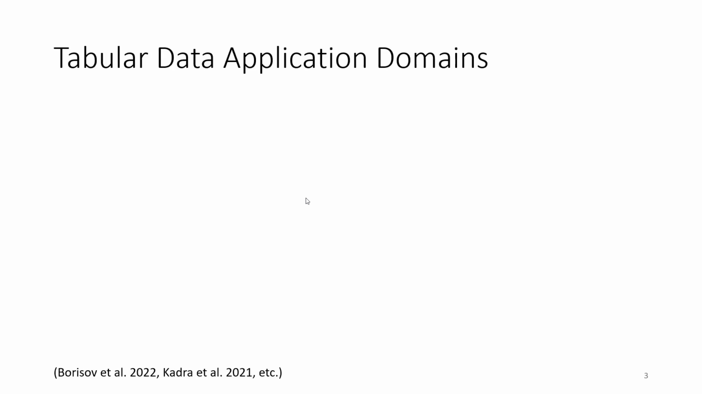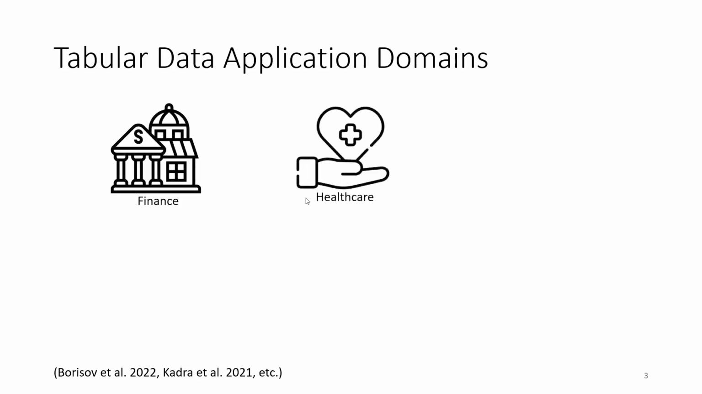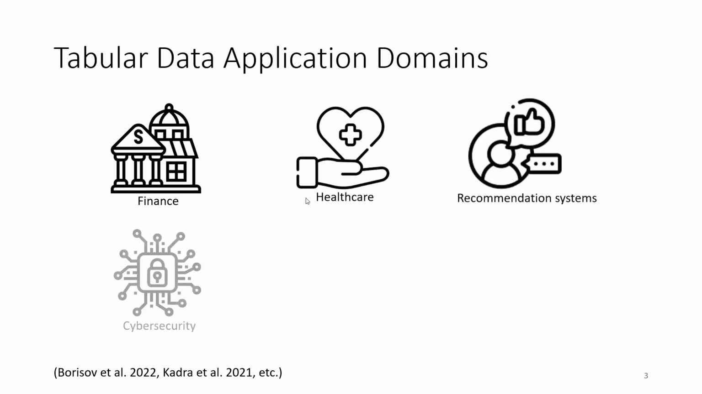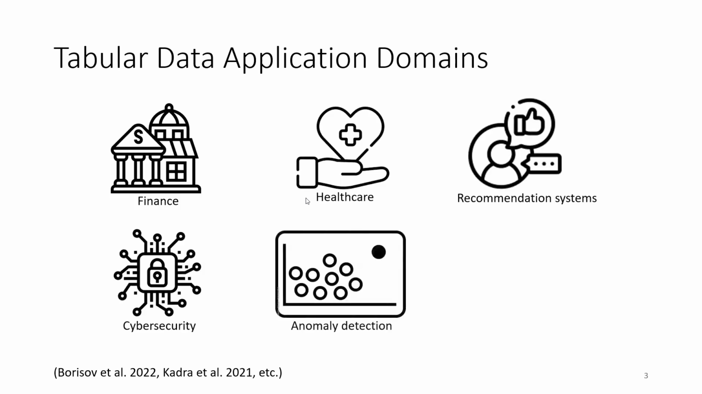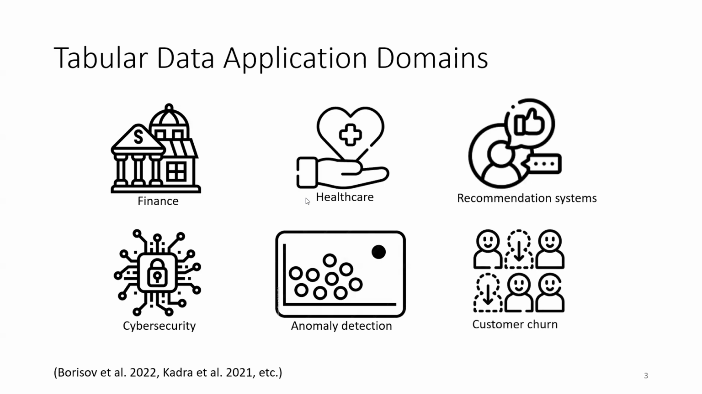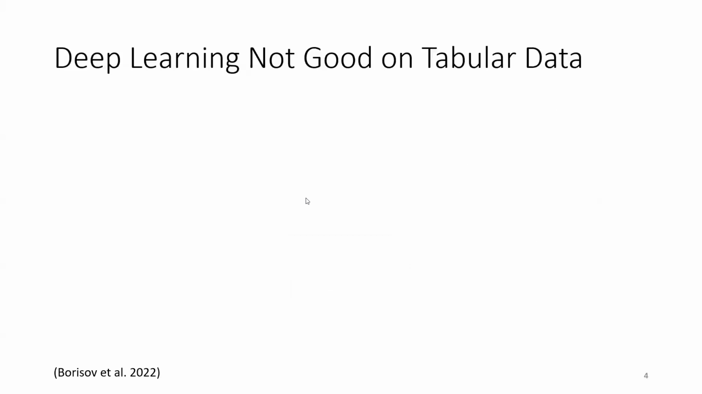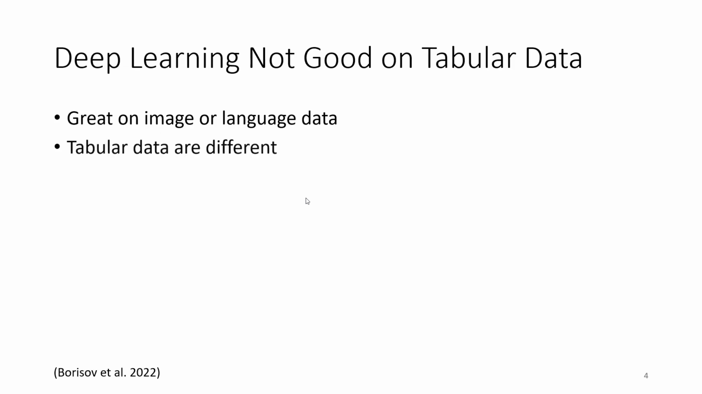Tabular data are at the heart of many application domains. For example, finance, healthcare, recommendation systems, cybersecurity, anomaly detection, customer churn, and many more. However, deep learning is not good on tabular data. We know deep learning is great on image and language data, but this is not the case here. This tells us that tabular data is different.